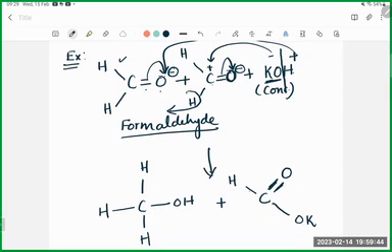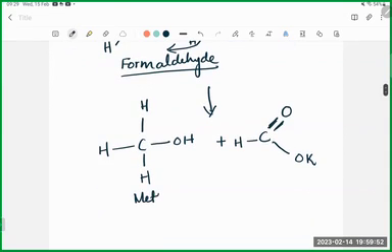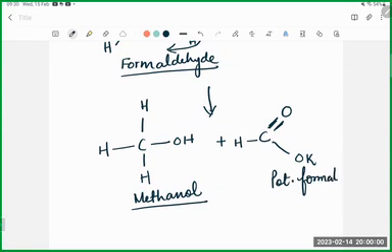What do you call this compound? This one is methanol, and this is potassium formate. Hridaya, is this clear?